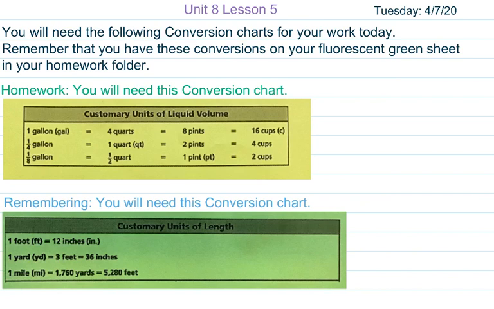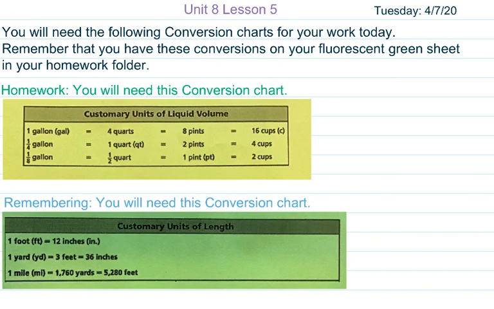When we're working with conversions again, everybody has their green sheet, their fluorescent green piece of paper that has all the different conversions on it in your homework folders. If for some reason you can't find yours, I've also included the pieces that you need. You will need the customary units of liquid volume, and then the customary units of length. We will be working with both of those today.